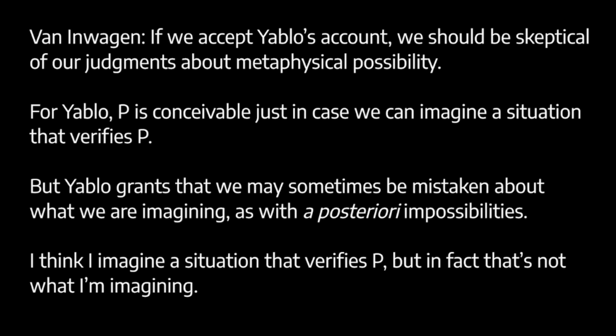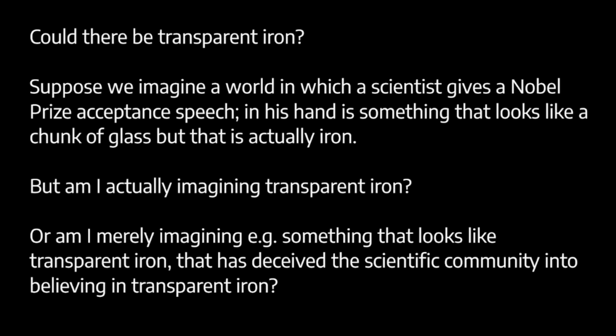So recall that for Yablo, P is conceivable just in case we can imagine a situation that verifies P. Now Yablo grants we might sometimes be mistaken about what we think we're imagining, right? So we might think that we're imagining a situation that verifies P, but in fact the situation does no such thing. And this is the point that Van Inwagen uses to put some pressure on the rest of Yablo's account. So consider the case of transparent iron. Could there be a world in which there is transparent iron?